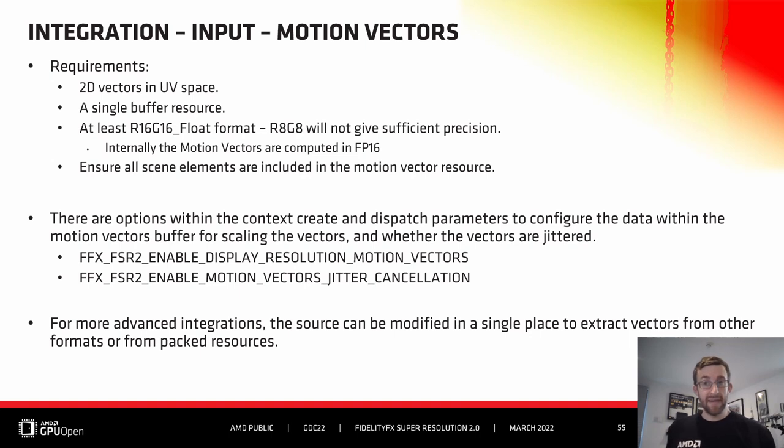The motion vectors should be provided as a single resource expressing 2D vectors in UV space. Please ensure the format is at least FP16, as 8-bit will not give sufficient precision, and internally all computations with motion are performed in FP16. It is very important to ensure that all scene elements are included in the motion vector resource, including items such as grasses. Like with the depth input, there are flags on context create which can be set to configure the motion vector resource for stating if the motion vectors have jitter applied and whether the motion vectors are at full display resolution. We understand that some games pack motion vectors into render targets with other data. If this is the case, you can modify the HLSL source in a single place to include the motion vector decode functionality and then otherwise use the API as expected.